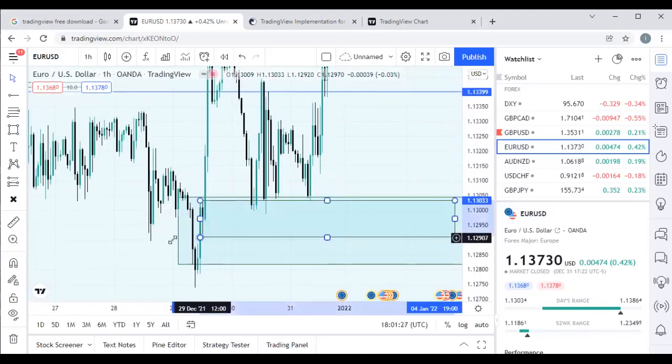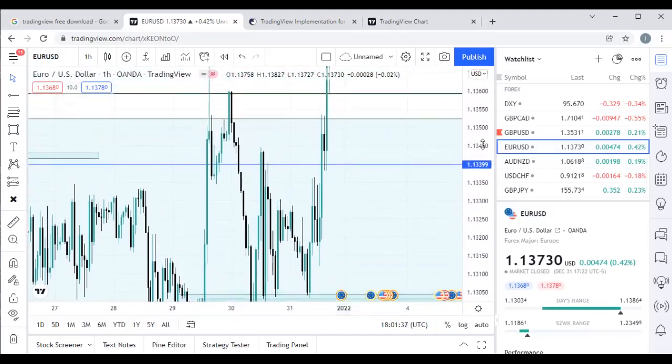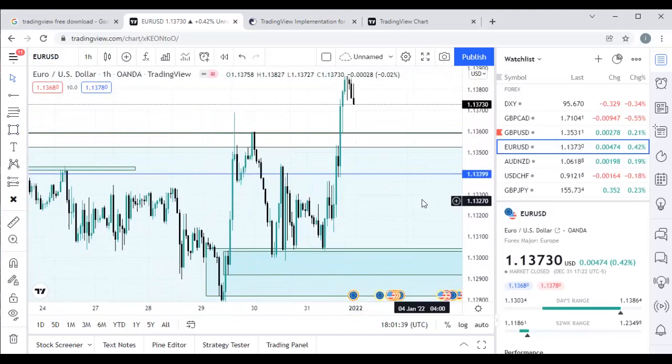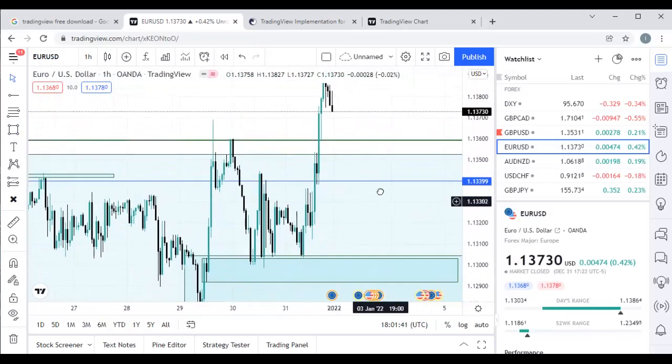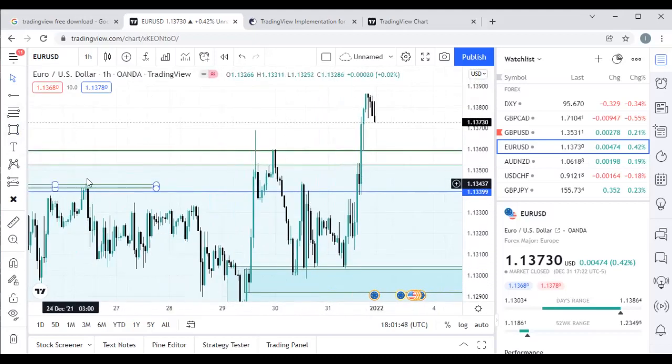Now you can see that price came back into this particular region here. This was the region that I took the trade. If you're on my Telegram group, you actually saw that this was the place that I highlighted to take the EURUSD trade. So once I saw that they had taken out this high, then they created another high.